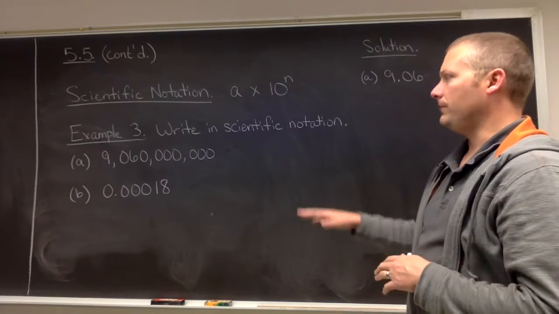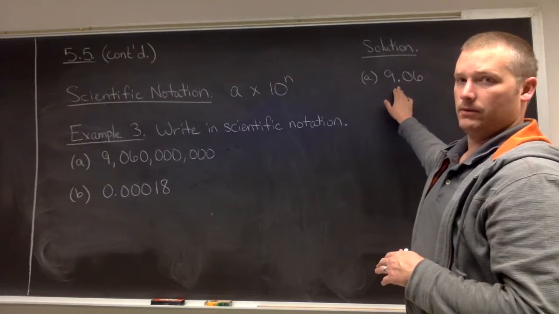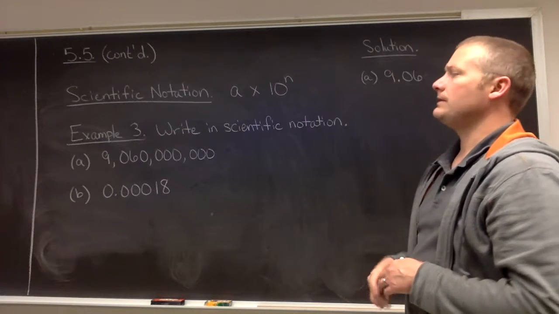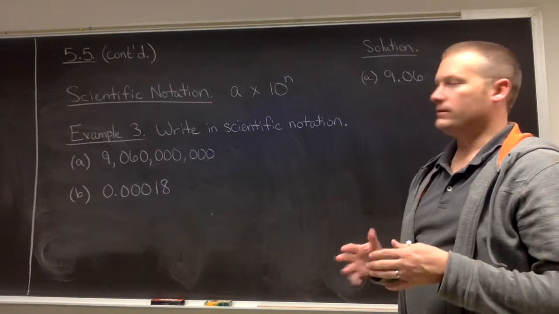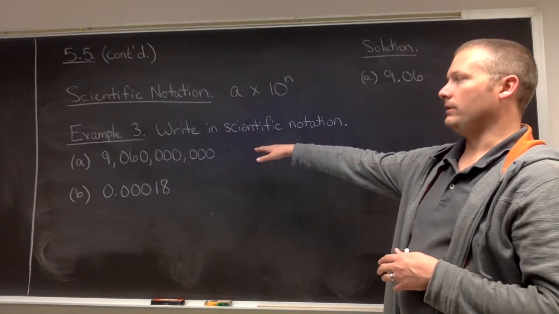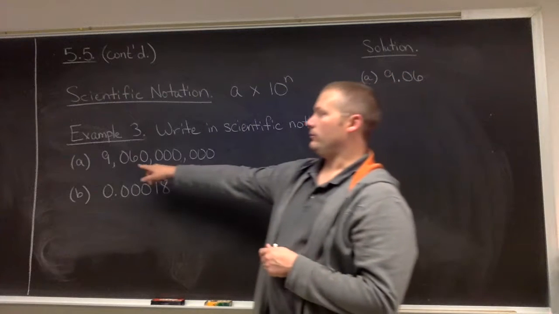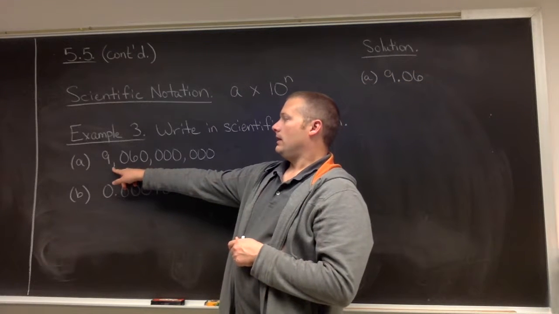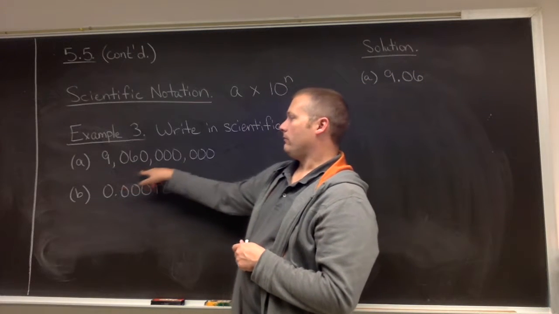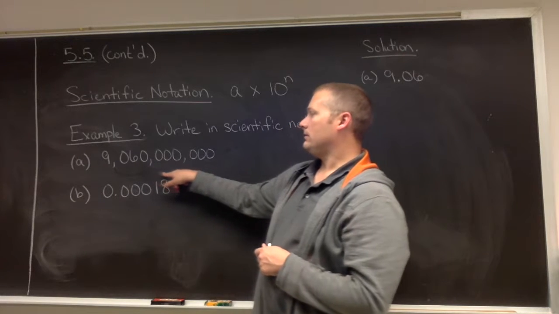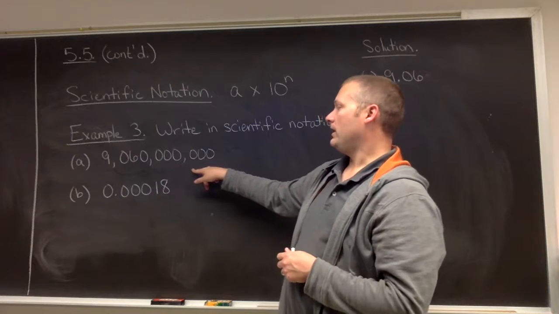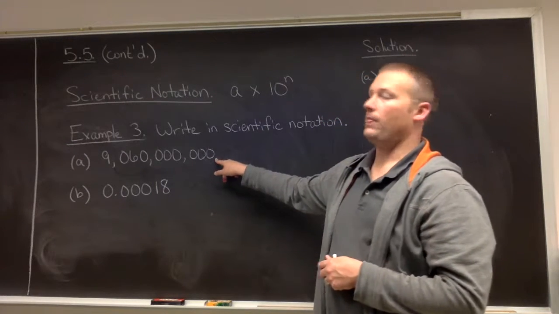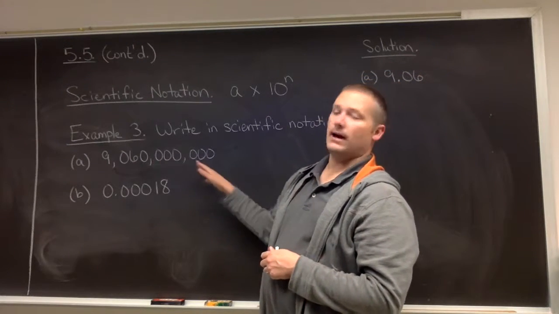And I'm going to say, well, if the decimal point is here, between the 9 and the 06, how many times am I going to have to move it to the right to create this big number, 9,060,000,000? Well, if you imagine that it's here, I would need to move it to the right 3 times to get to this comma, 3 more to get to this comma, and another 3 to get to the end of the number. So I'm going to have to move it to the right 9 times.